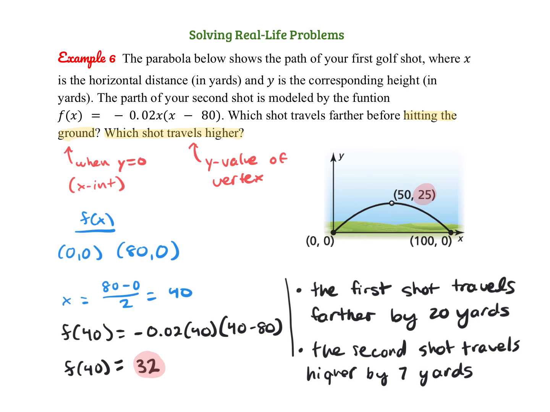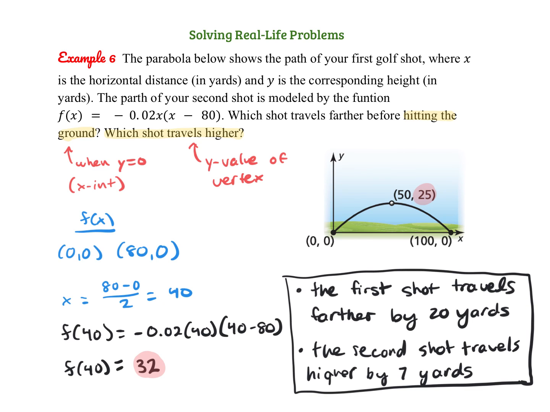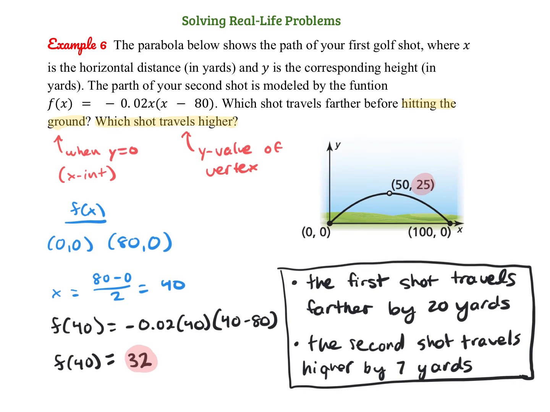So for problems like this, we just need to be able to interpret what they are asking us to compare. Sometimes we're comparing y-intercepts, sometimes we're comparing x-intercepts, sometimes we're comparing parts of our vertex. So it's just important that you understand what the different parts of our quadratic functions would represent in a real-life scenario.